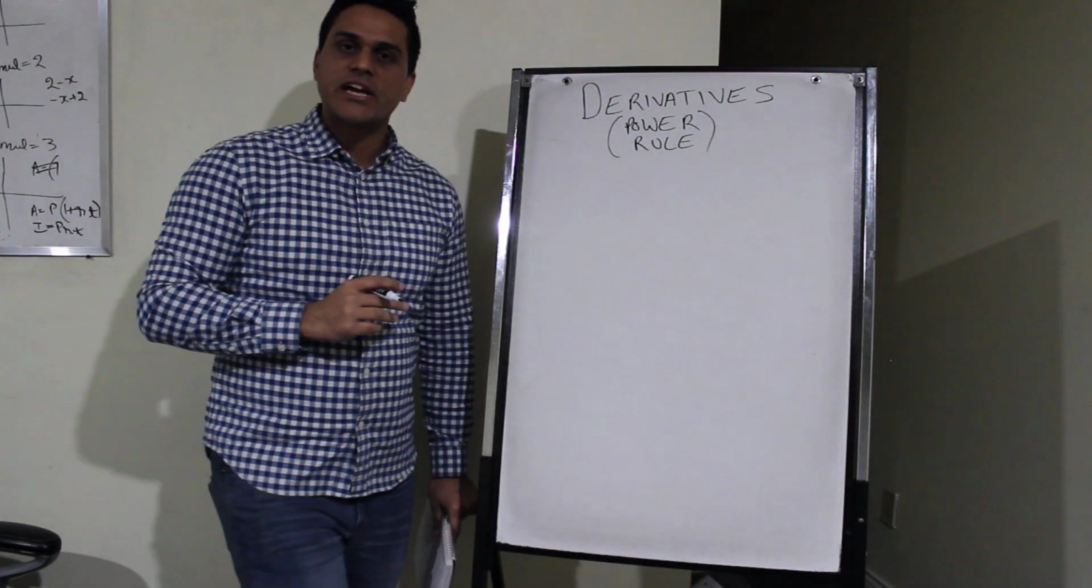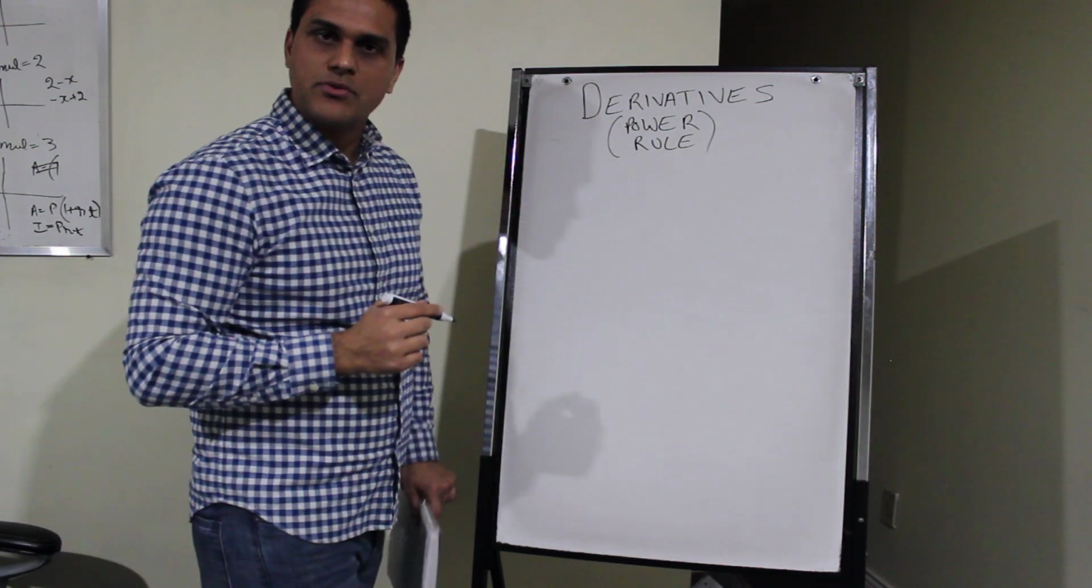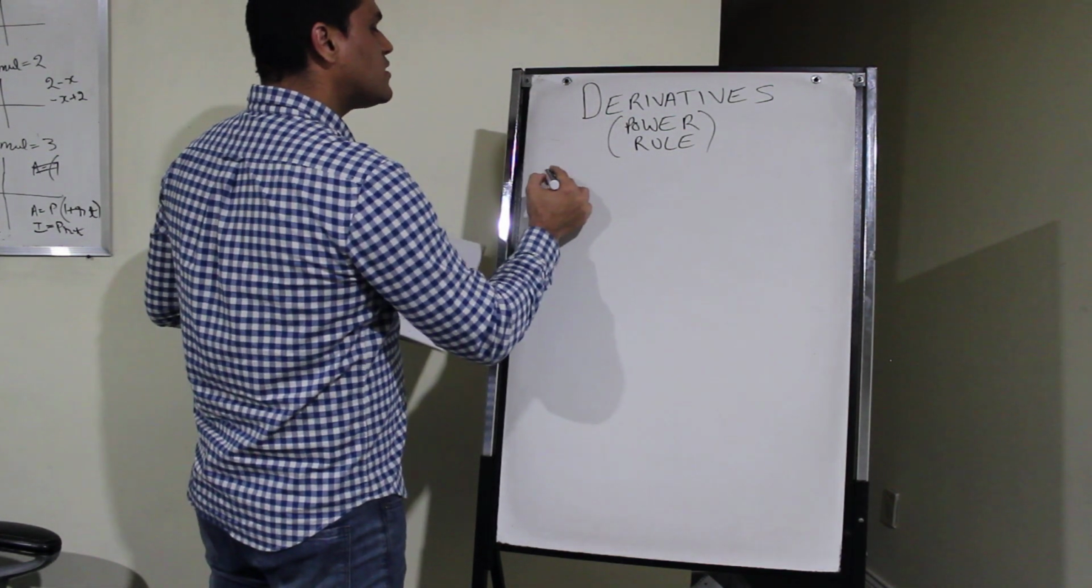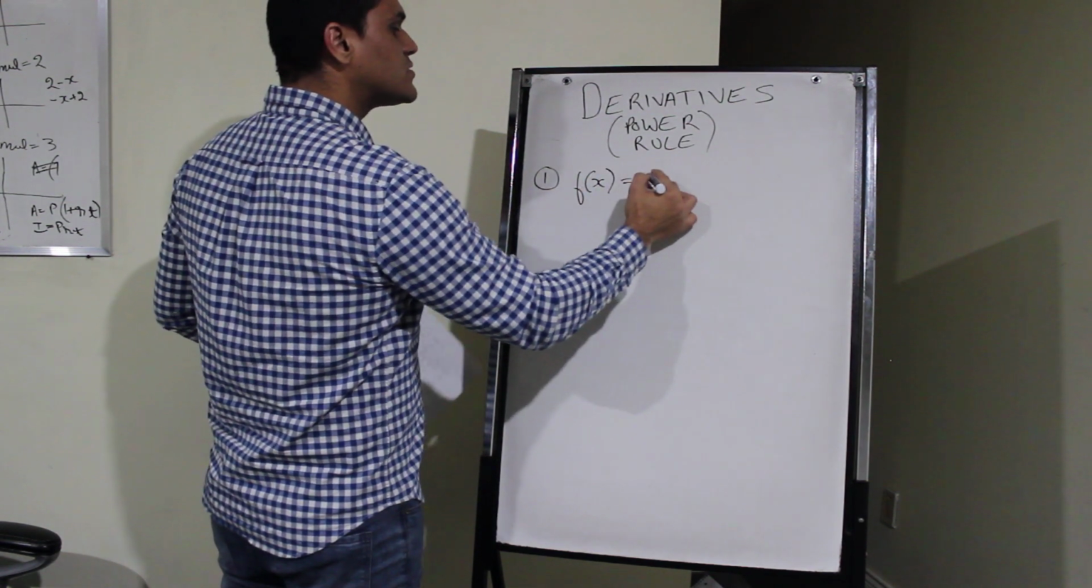Hi everyone, this is Jagjit, and today we're going to talk about derivatives and we're going to learn the power rule. Let's start off with a really simple example where f of x is 3x squared.